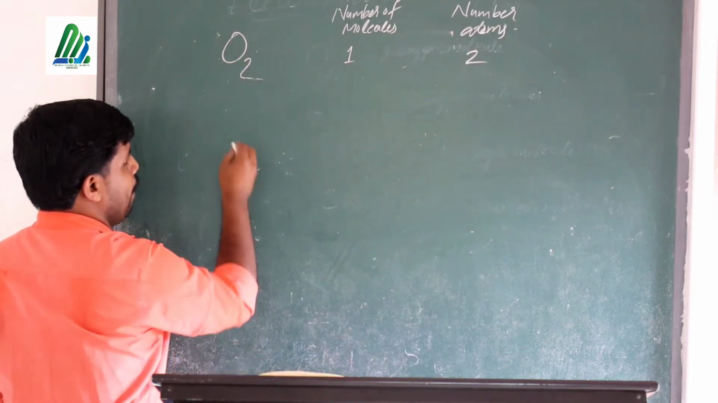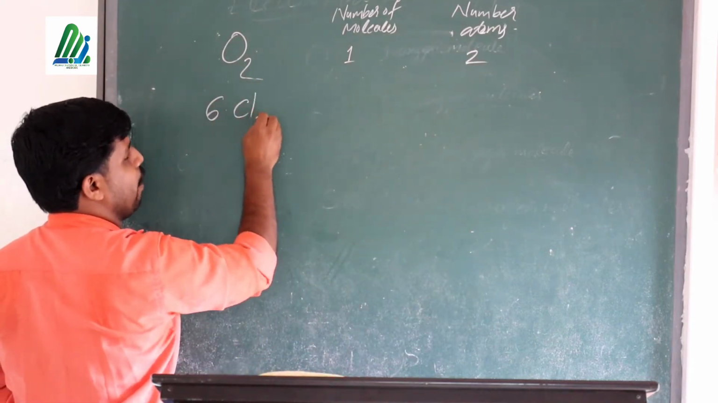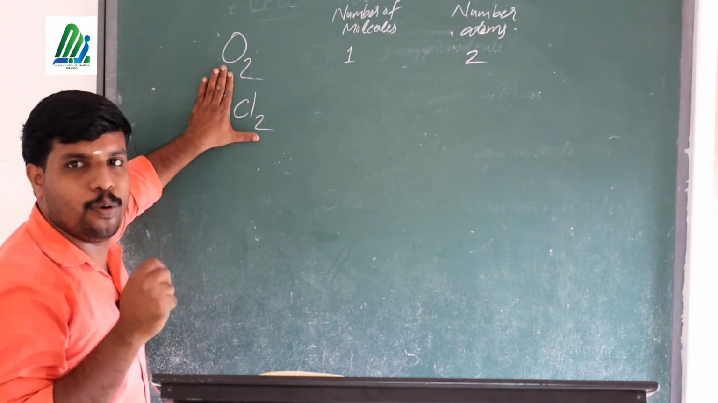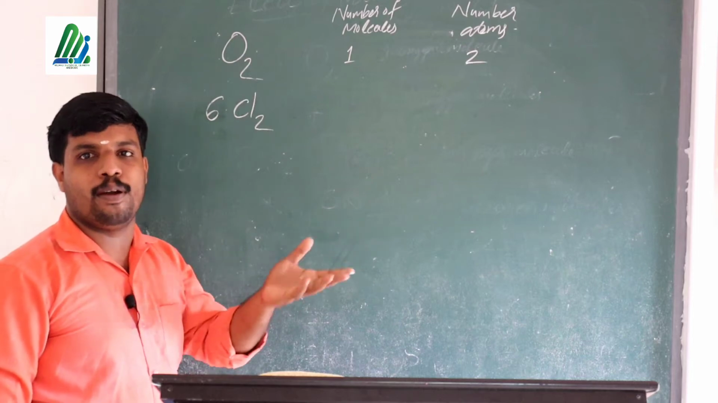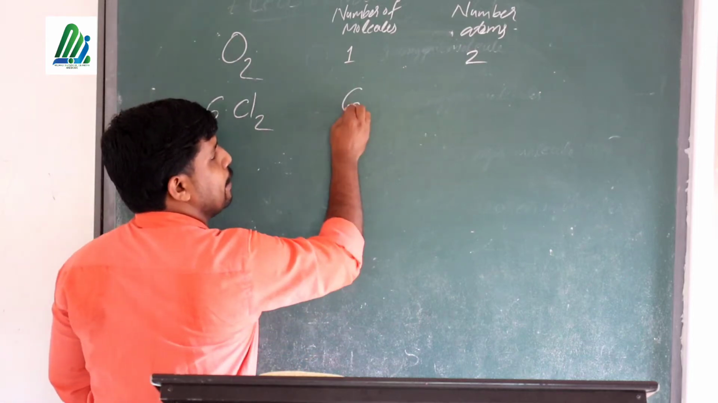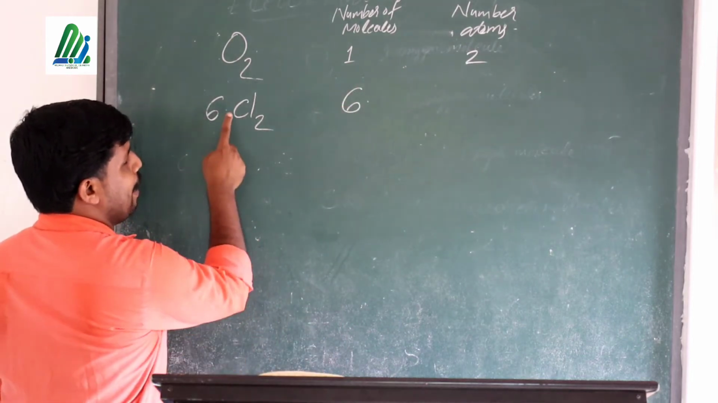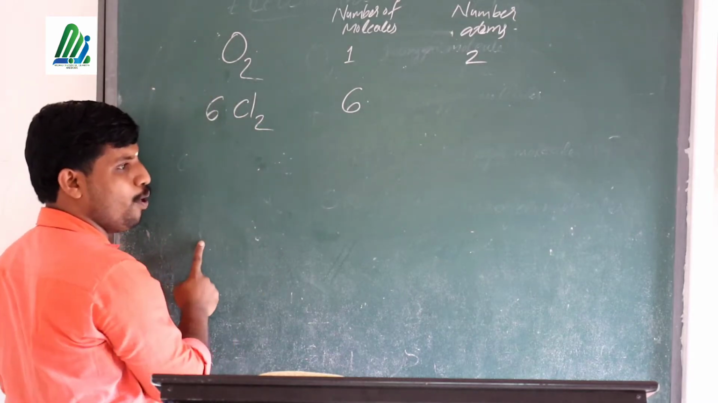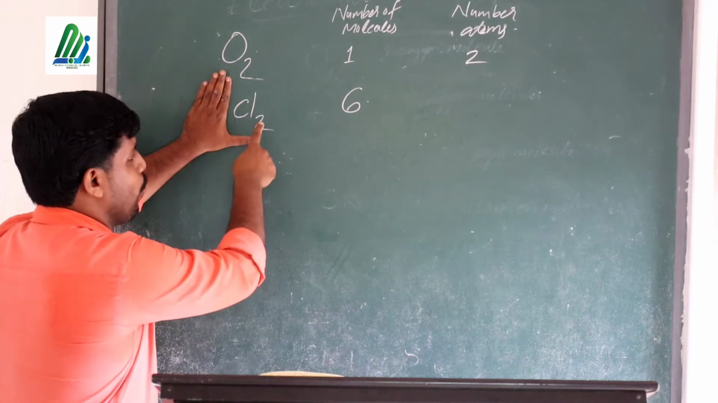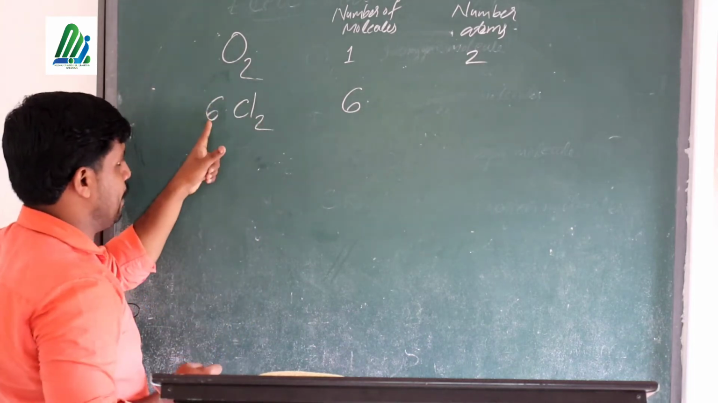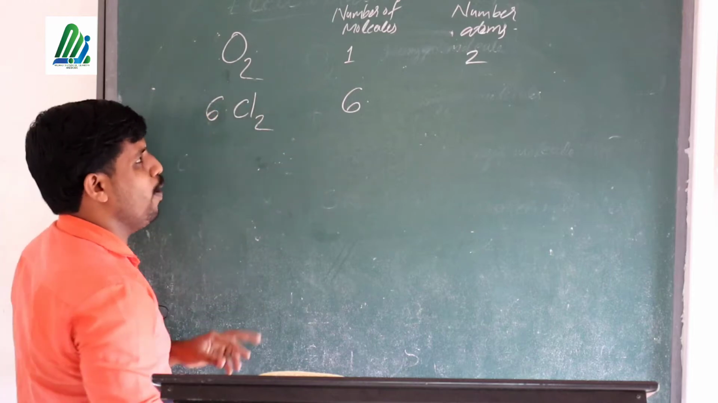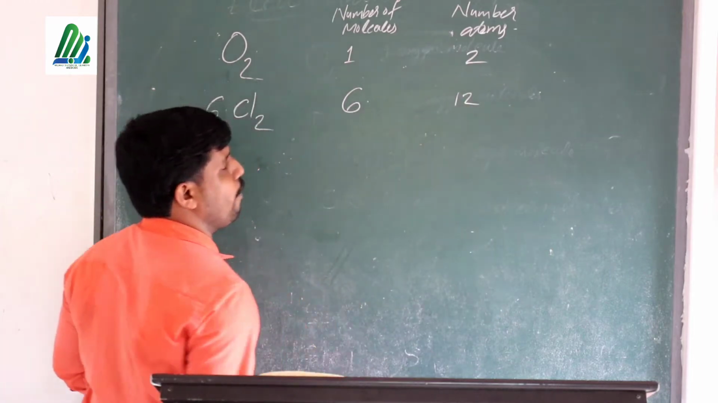Then if you write 6Cl2, Cl2 is one chlorine molecule. 6Cl2, how many chlorine molecules are there? Six chlorine molecules. One chlorine molecule contains 2 atoms, so 6 chlorine molecules contain 6 into 2, which is 12 chlorine atoms.